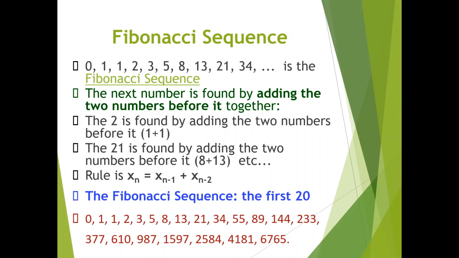So the rule is the nth term is equal to the sum of the previous two numbers, the (n minus 1)th term and the (n minus 2)th term. So xn is equal to xn minus 1 plus xn minus 2. Here I can give the first 20 numbers of the sequence: 0, 1, 1, etc., up to 6765.